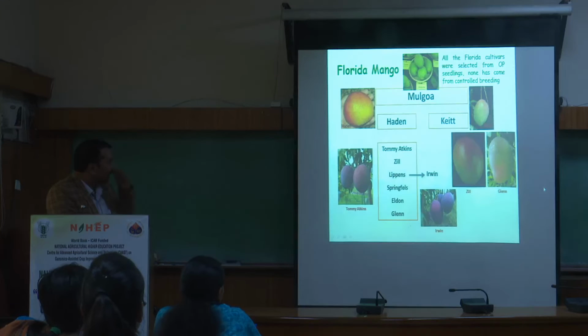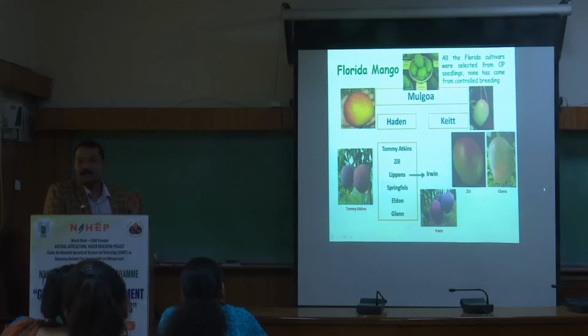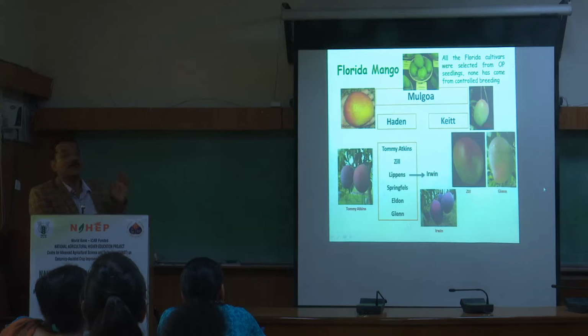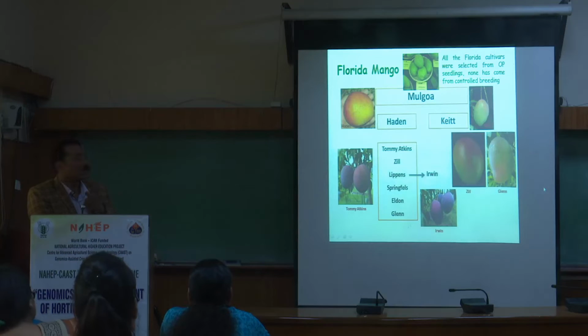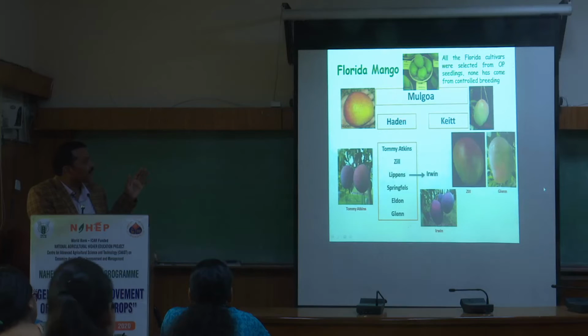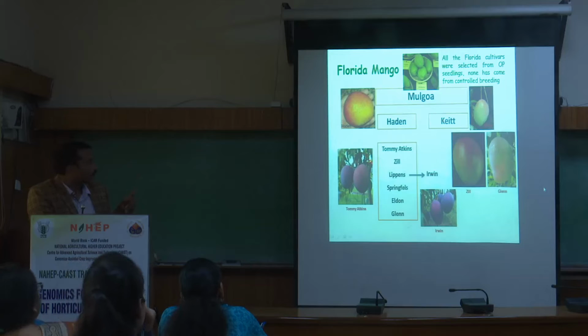I will come to the genomics part also, but I found these things very interesting for you. Our Indian mango has contributed to the augmentation of the varietal wealth of the world. If we talk about Floridan mango varieties, Florida is now considered a secondary center of diversity in mango. But there is one Indian mango variety which has contributed maximum to the development of Floridan mango varieties, and that is Malgoa. Long back it was imported by Americans from the southern part of our country. Just see, Haddon and Keith are first generation hybrids of open pollinated seedlings of Malgoa, then second generation open pollinated seedlings, and Irwin is third generation.